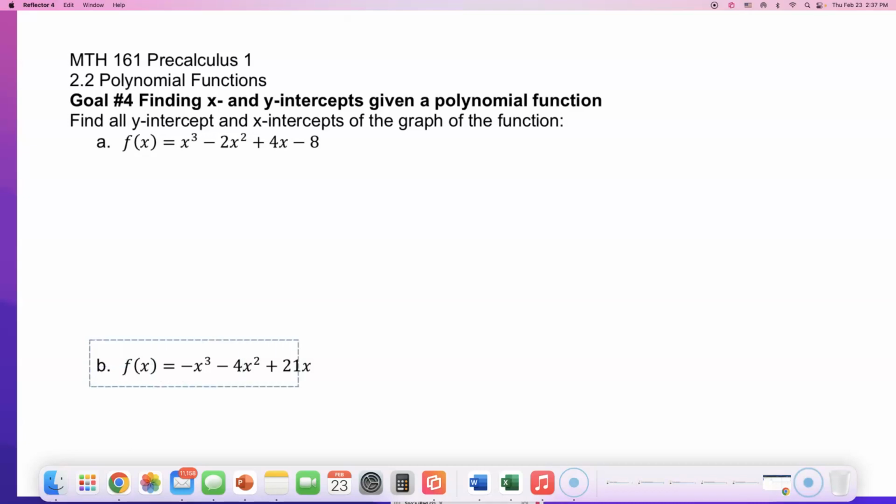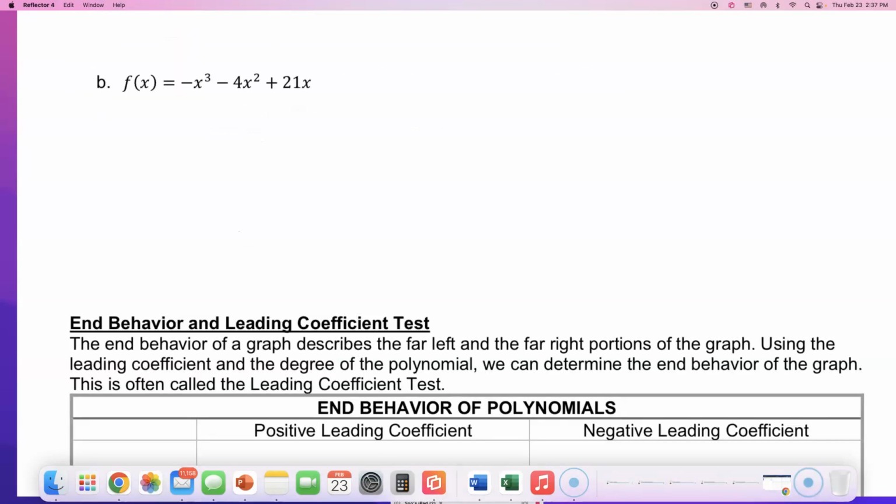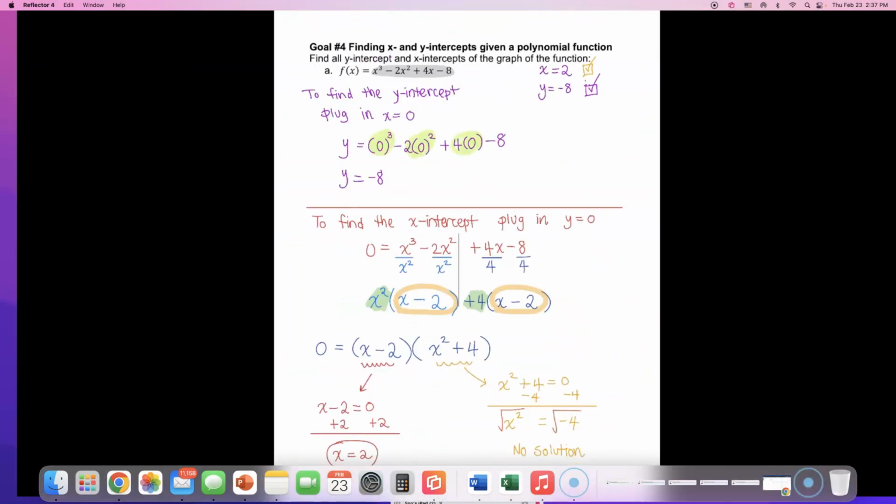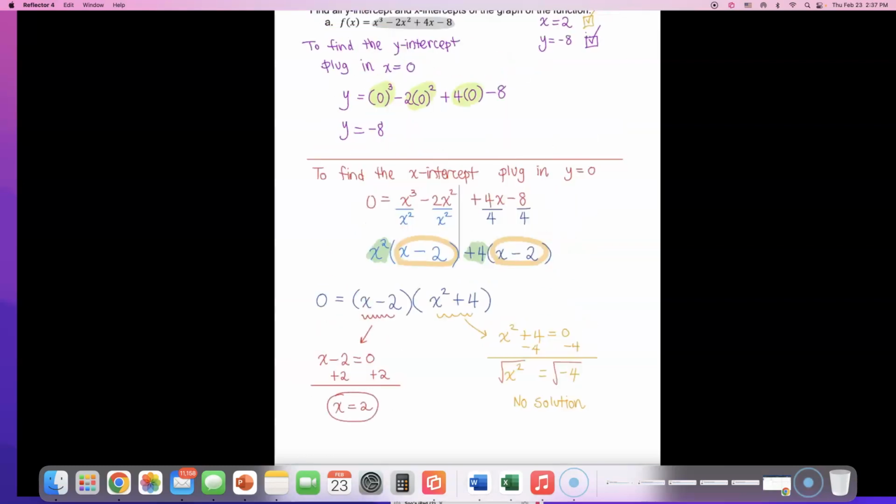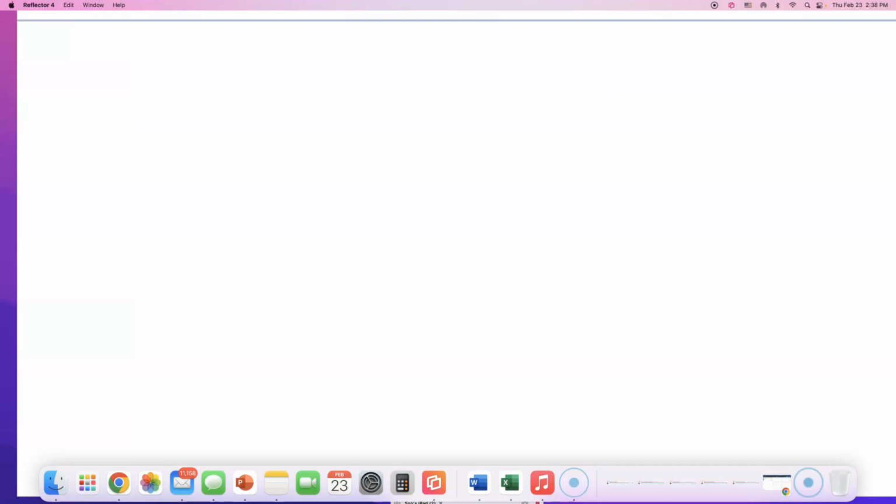Right, this is the second video on finding the x and y intercepts given a polynomial function. I'll do this one now, but you saw how much work I did for the first example. So I'm going to add another page so that I can do all my factoring work with all the room I need.